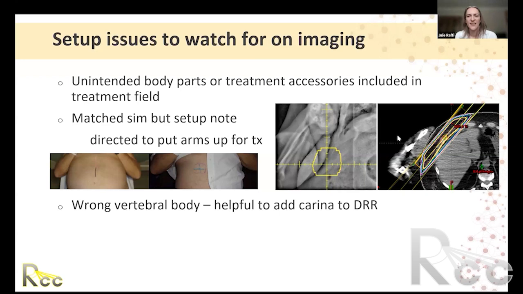That's a case where the alignment might be good with the ribs that are being treated, but we have an additional body part in the field that's impacting our dose calculation.